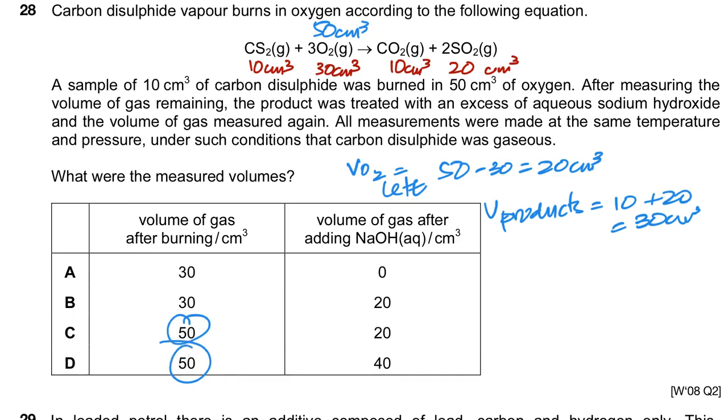Once you have that information, then when you pass the gas through aqueous NaOH, NaOH will absorb acidic oxides. Both CO2 and SO2 are acidic. They will be absorbed, meaning these two gases will both be absorbed by NaOH. So when they're absorbed, they're no longer there. So what's left? Only leftover oxygen, which is 20. Therefore, the only option that satisfies both is Charlie.